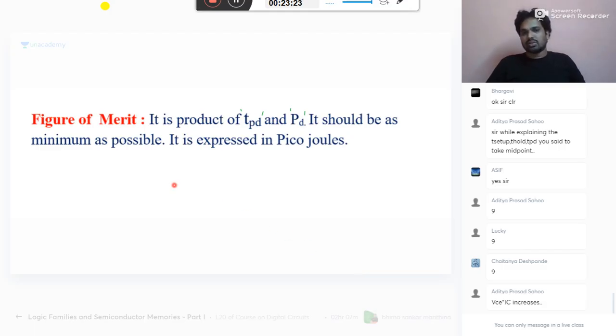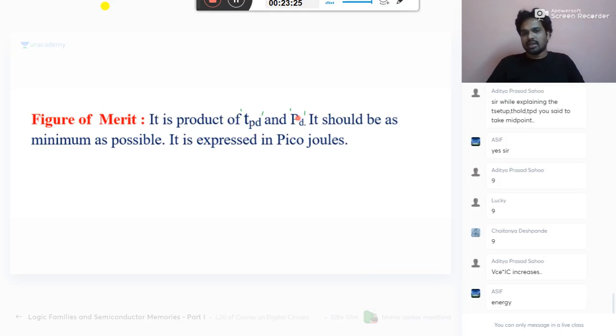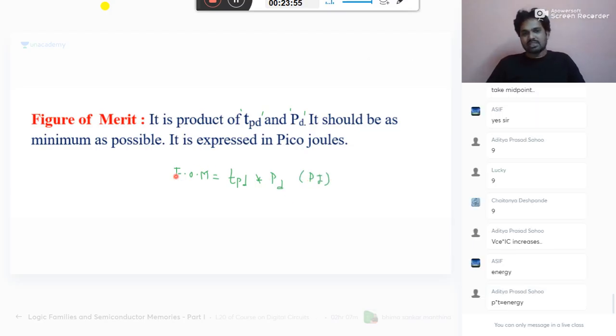It is expressed in picojoules because it is nano into milli, which gives you pico. Time in seconds into watts gives joules. It is like energy consumption. You can say power should be low, speed should be fast, that is TPD should be low. If both of them should be low, your figure of merit should also be low. So you can say here FOM is equal to TPD into PD. This one should be as minimum as possible.